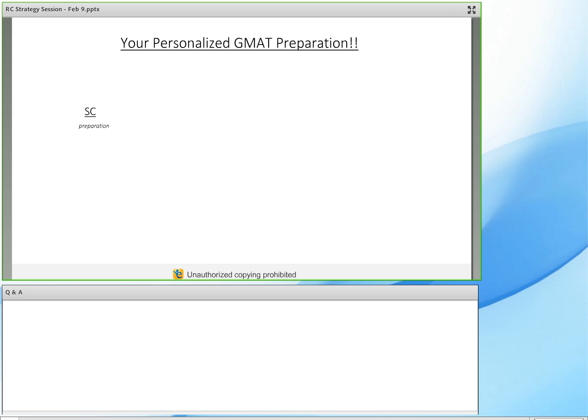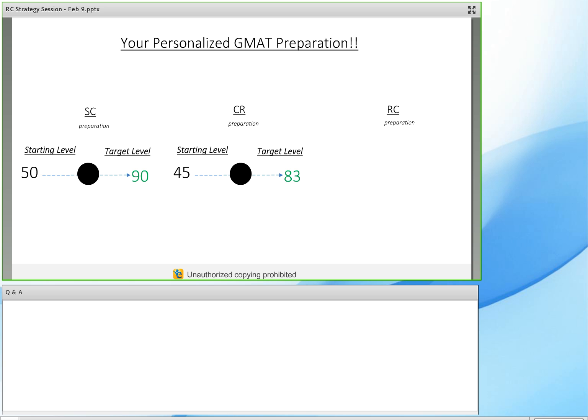When you do this, your personalized GMAT preparation, or your GMAT journey, becomes a journey from a certain starting level, let's say 50 percentile in sentence correction, to that 90 percentile in SC, and so on and so forth in reading comprehension. It's a lot more focused. You know what you are trying to achieve, and correspondingly, you can spend a lot more time on areas where you want to achieve the maximum improvement.